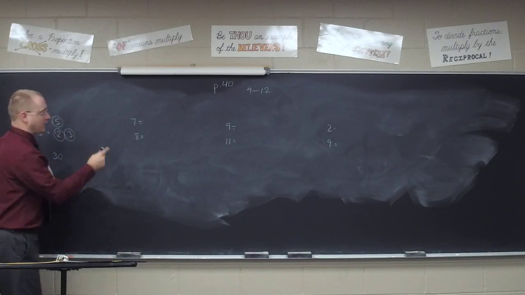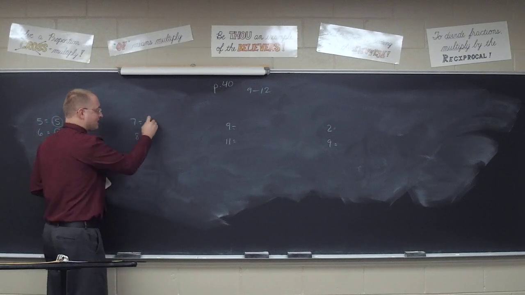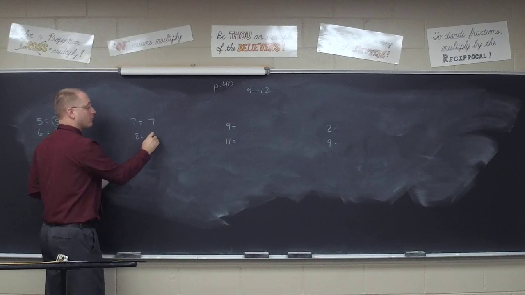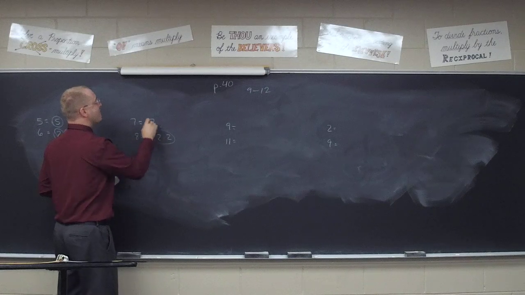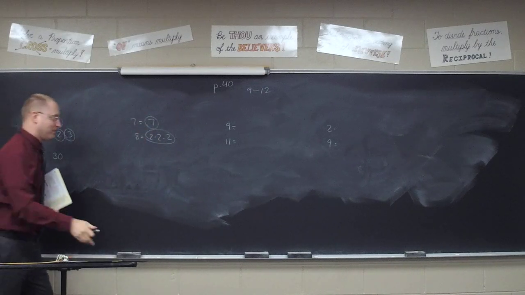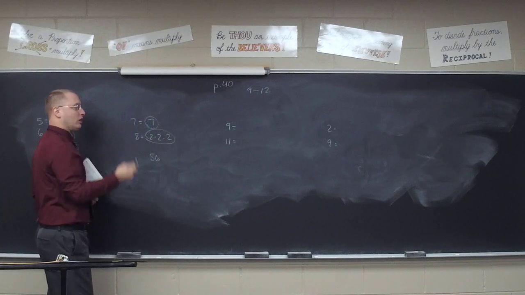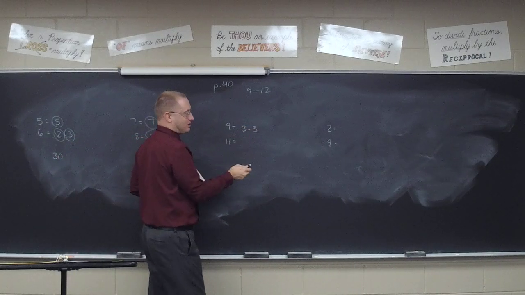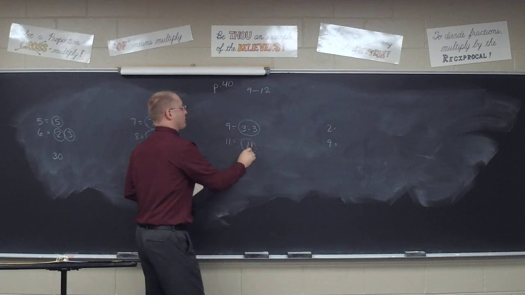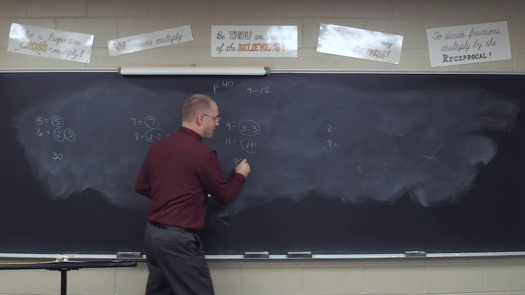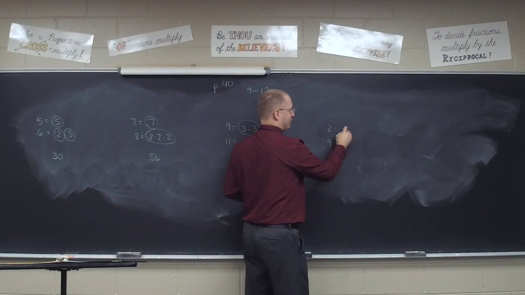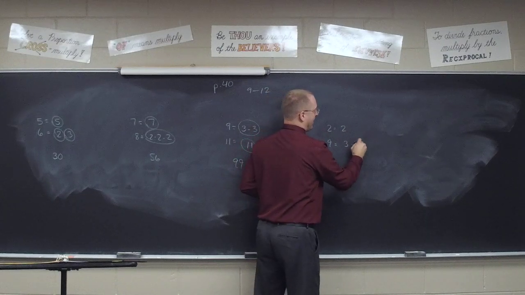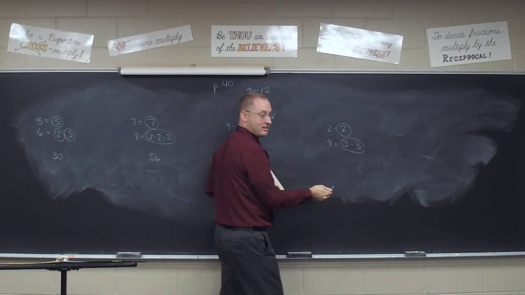Here 7 is just 7. 8 becomes 2 times 2 times 2. But once again, everybody's a winner, and so we just get 56. We're multiplying all of it together. Here 9 becomes 3 times 3, and 11 is 11. Everybody's a winner, so we just get 99. And here 2 is 2, and 9 again is 3 times 3, and of course everybody's a winner, and so we just get 18.